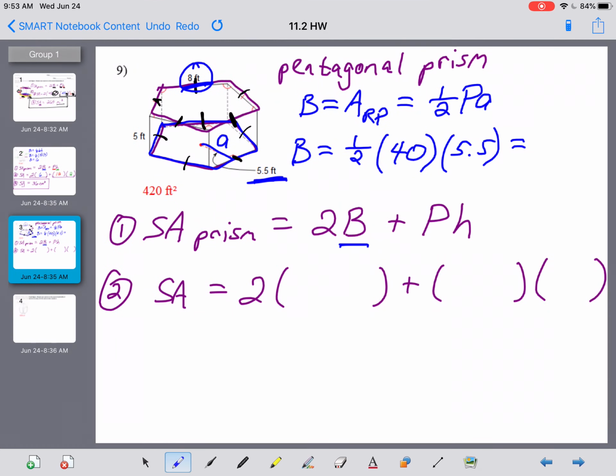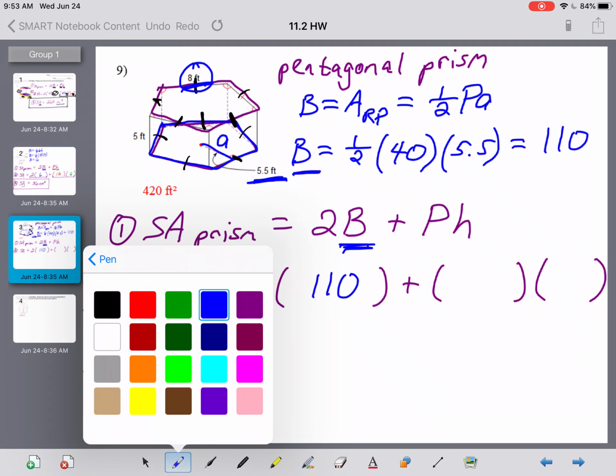40 times 5.5. I forgot it already, sorry. 110, that's what it was. All right, so that goes right there. We just found capital B, everybody, right here, so that's going to be a 110. Okay, the rest of this should be pretty easy.